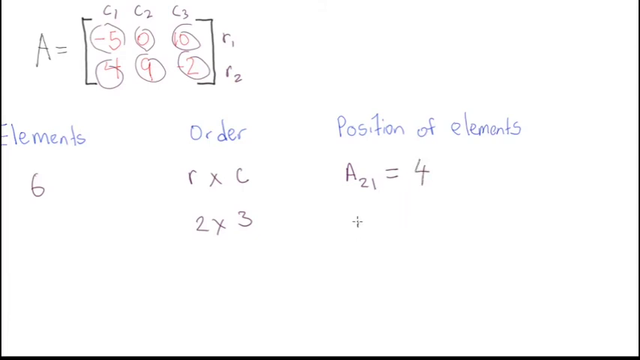Let's do another one. So we want to find the element that is in A12. Now we flip this around. So we want to find the element that is in row 1 and column 2. So that element is 0. So the position is given by the name of the matrix, then the row and the column in which the element is in.